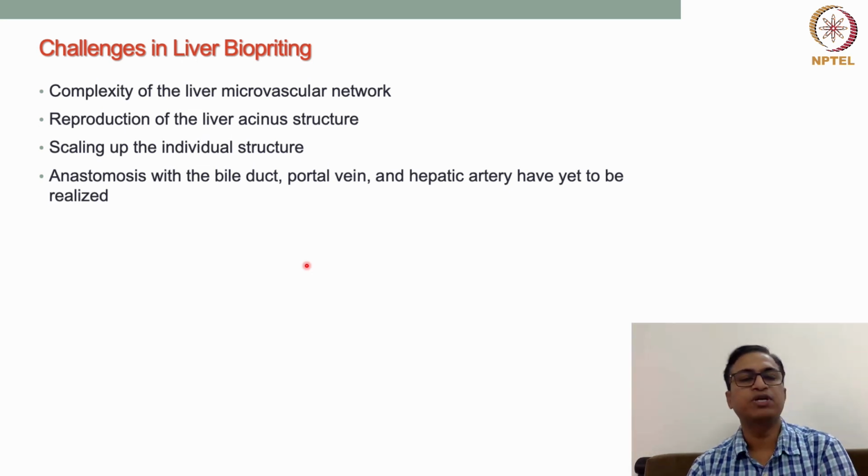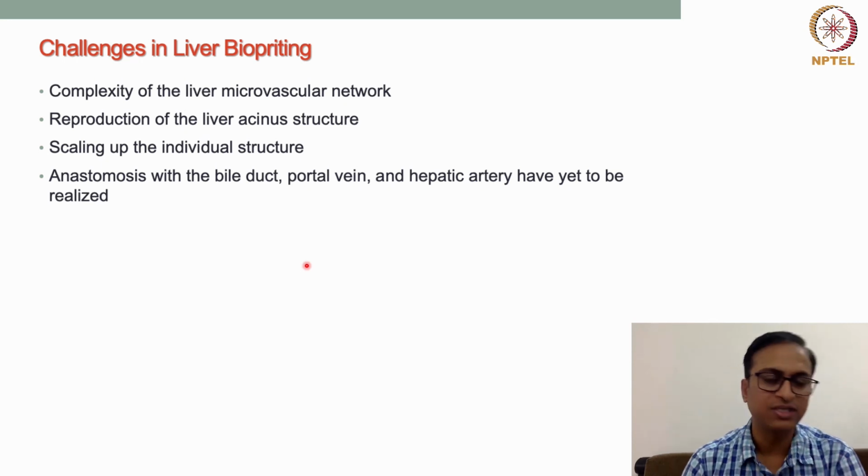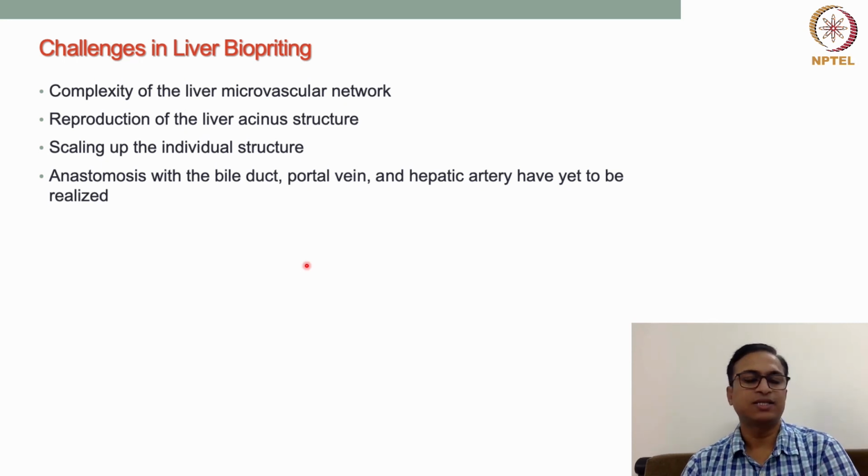The other thing is the reproduction of the liver acinus structure, because the liver acinus, as I mentioned earlier, is the functional unit of the liver, and the functions of the liver, like detoxification and metabolism, all depend on the liver zonation or liver acinus structures. So reproduction of that is very much required, and it is also highly challenging. That is another major challenge.